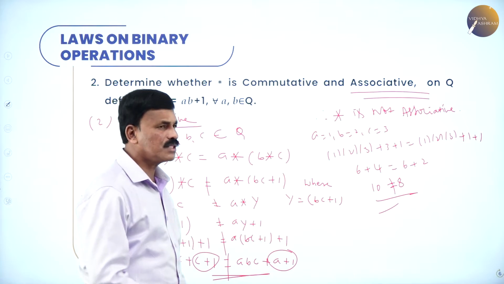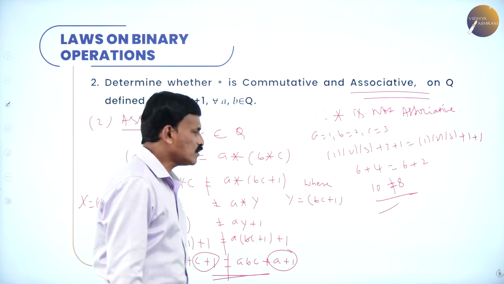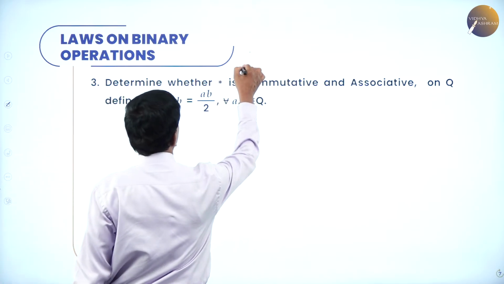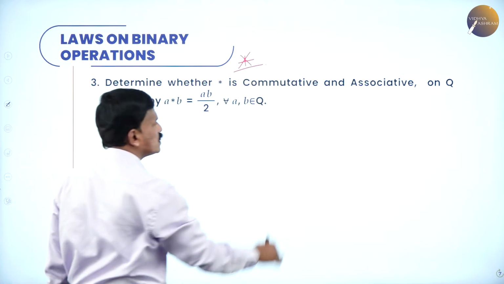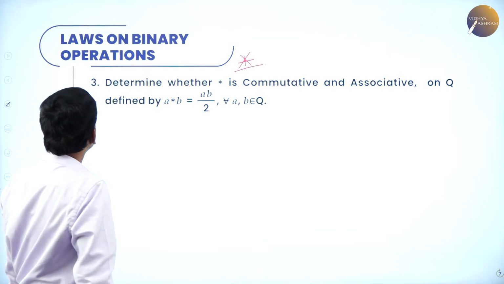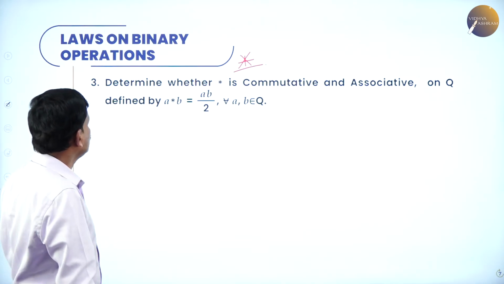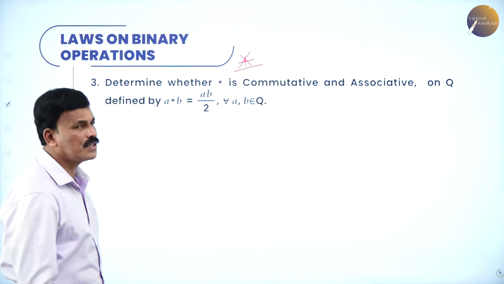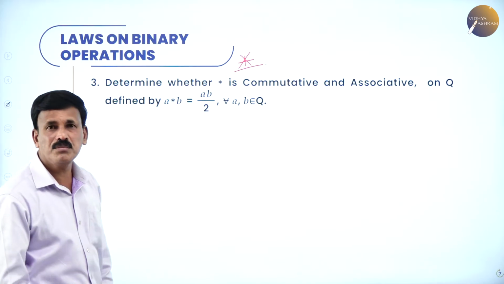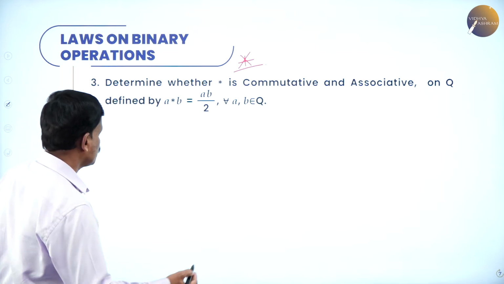Now, let us go to the next problem. I will take one more problem. Now, this is a very, very important problem for 2 marks. This is a very, very important problem on laws of binary operation. What is the problem given? Determine whether star is commutative and associative on Q, defined by A star B is equal to AB by 2 for all A, B belongs to Q.